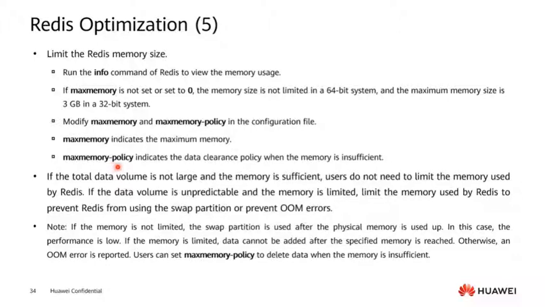If maxmemory is not set or set to 0, the memory size is not limited in a 64-bit system, and the maximum memory size is 3 GB in a 32-bit system. Also, we can run the info command of Redis to view the memory usage.